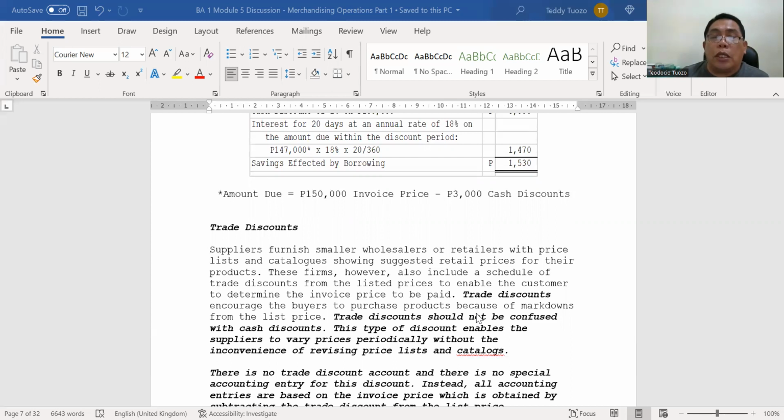The trade discount should not be confused with the cash discount. This type of discount enables the suppliers to vary prices periodically without the inconvenience of revising price lists and catalogs.